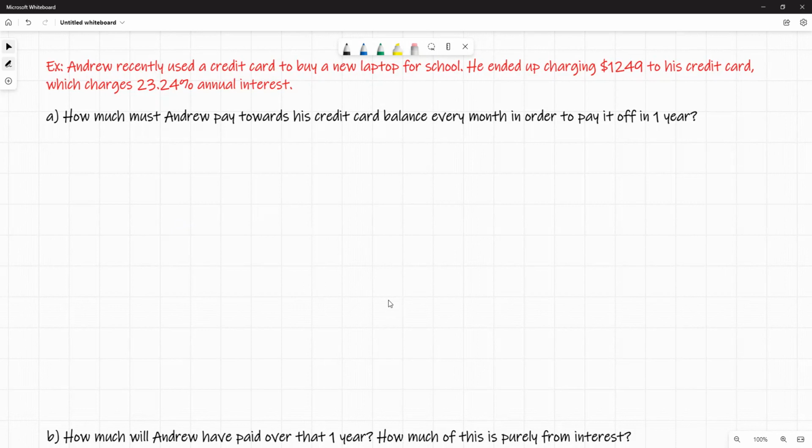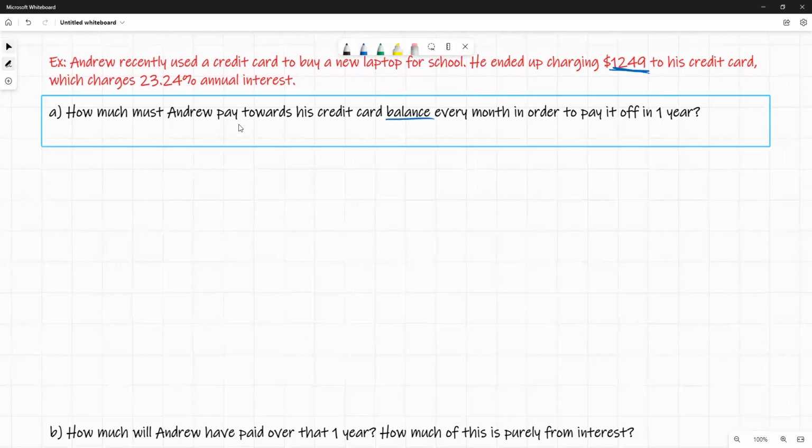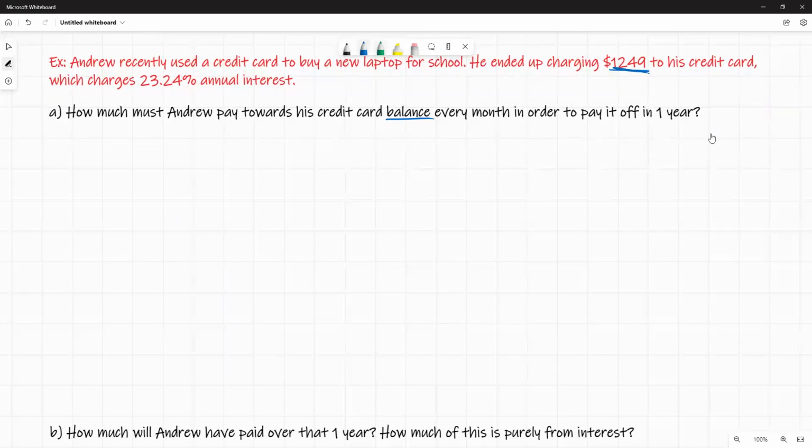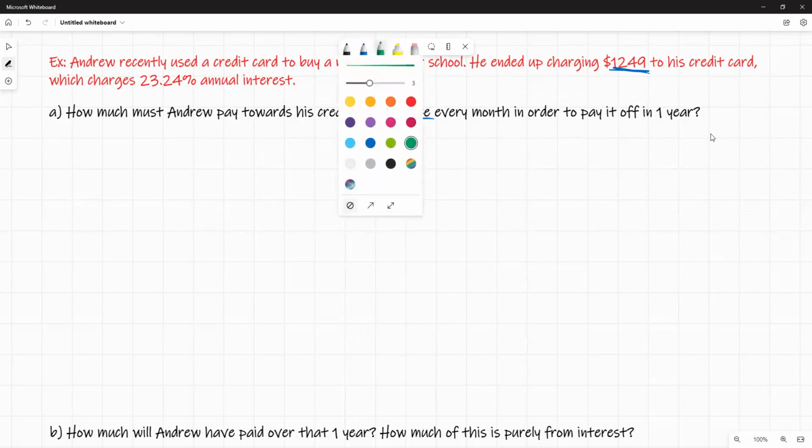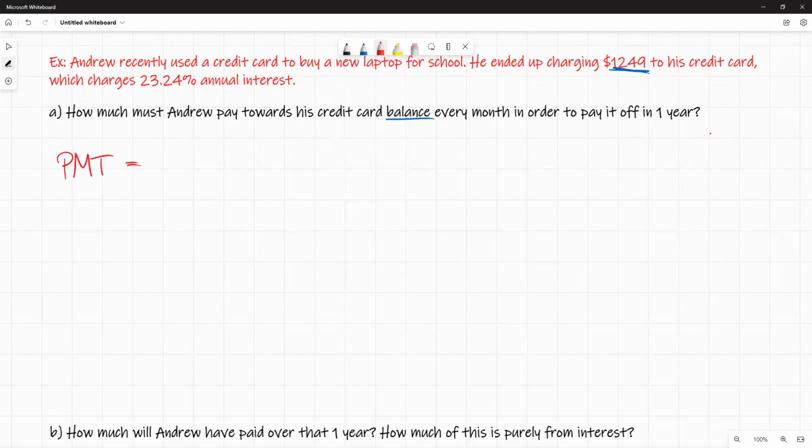First part: how much must Andrew pay towards his credit card balance, the total amount he has charged right now, every month in order to pay it off in 1 year? So how much must he pay every single month? That means we're looking for a PMT, so I need to use the formula we used before. PMT equals P times R over N over 1 minus 1 plus R over N raised to the negative NT power.